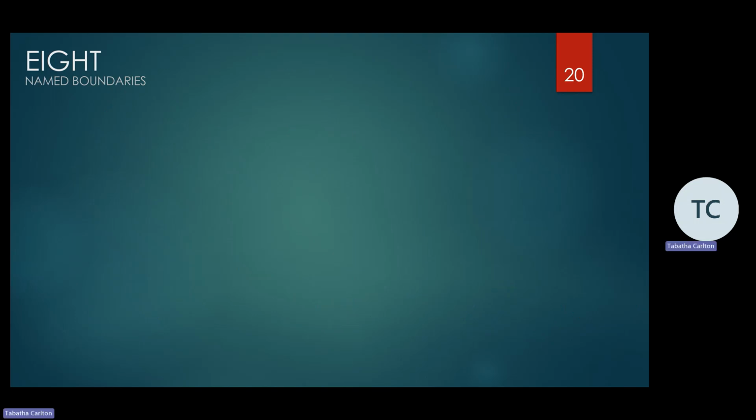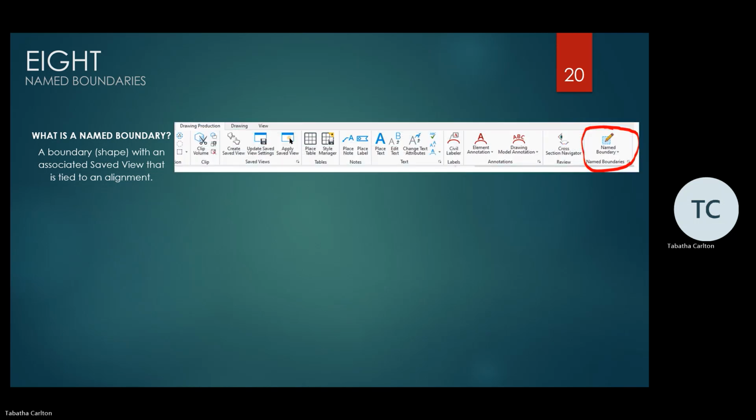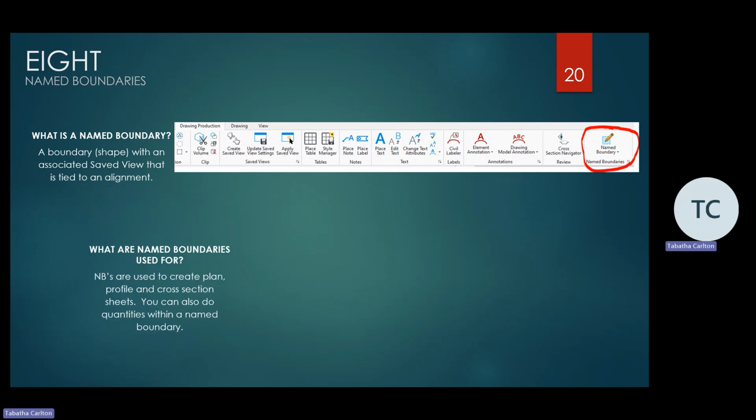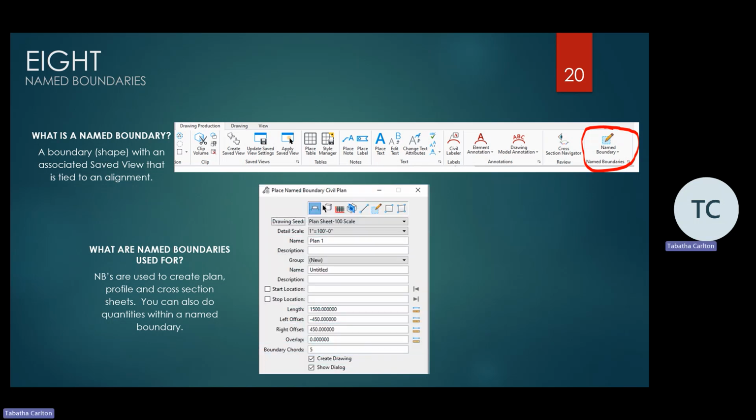Another thing is named boundaries. The simplest way I can describe a named boundary is it's a shape that has an associated saved view with it. That's tied to an alignment. And GDOT uses these to set up plan sheets, profiles, and cross sections. And you can also do quantities within a named boundary. So your named boundary tools are going to be in, I think, drawing production.